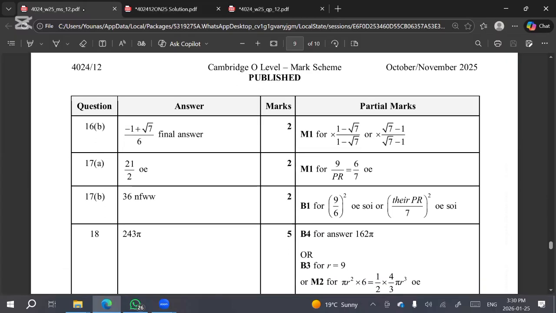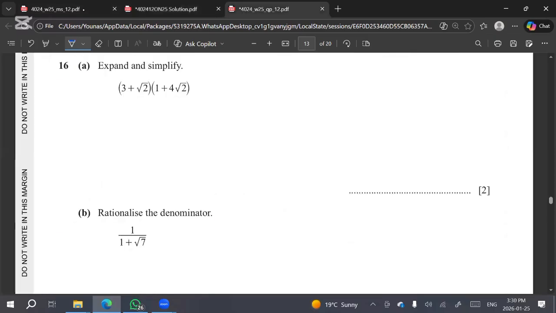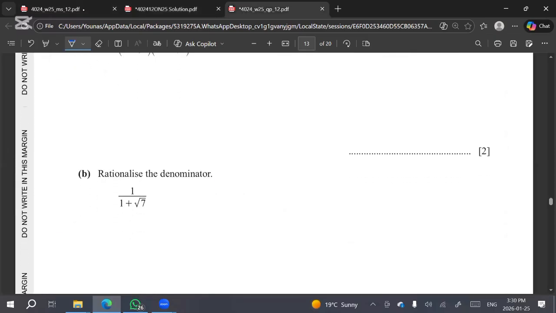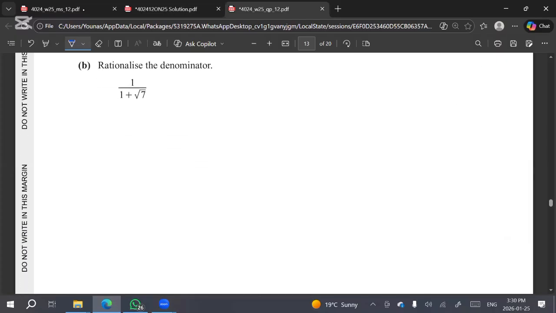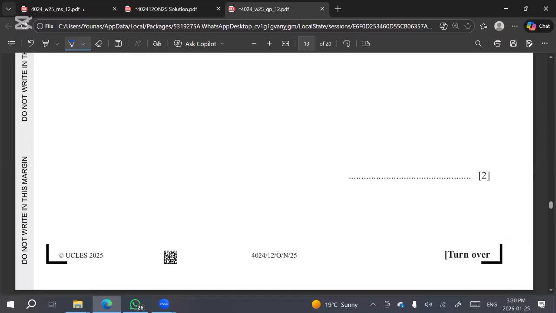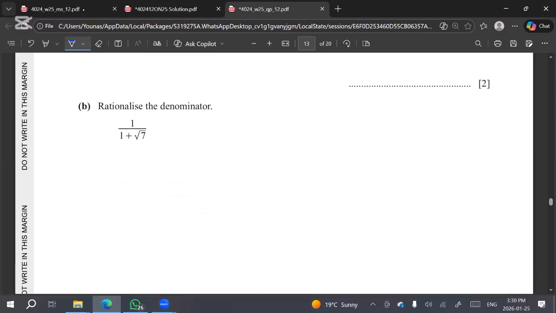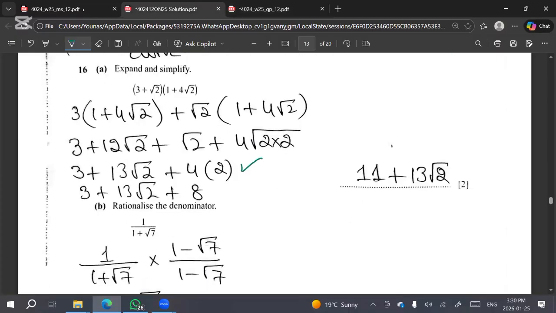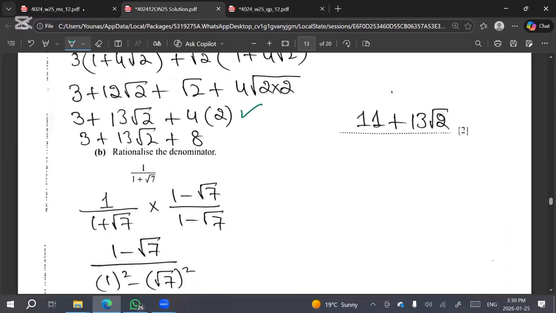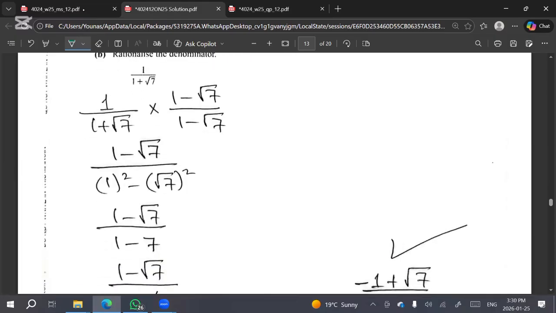So this is how this is done. I hope you understand, a very simple, straightforward question. Then we have question number 16, B part, and we have to rationalize the denominator. This question is of 2 marks. Okay. So they asked me to rationalize this. What I will do is change the sign. I will make the conjugate. Conjugate means you change the sign.